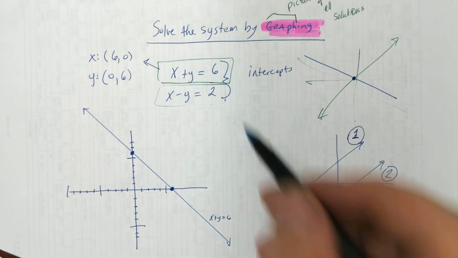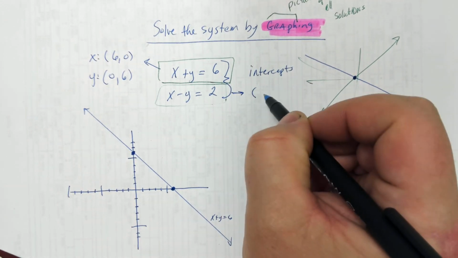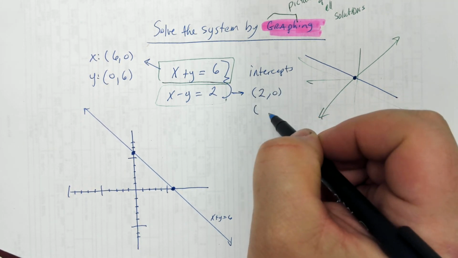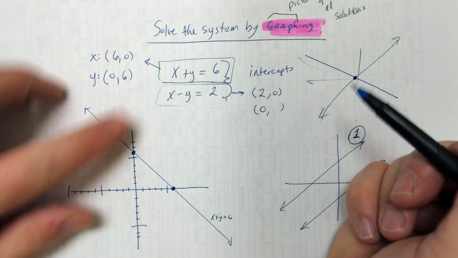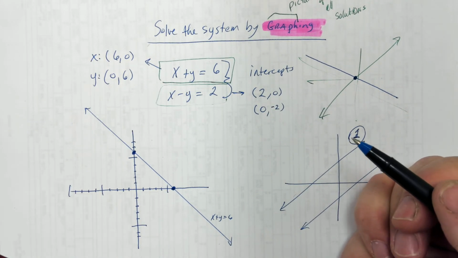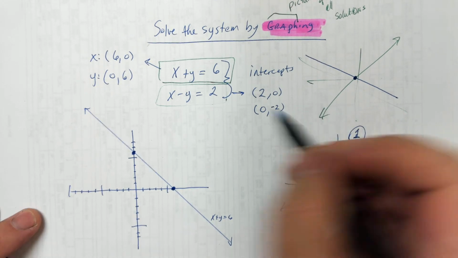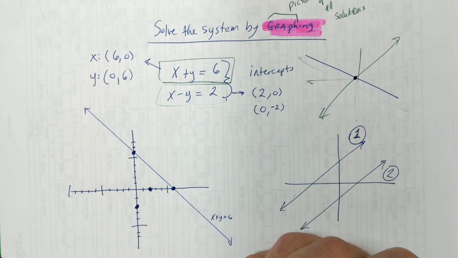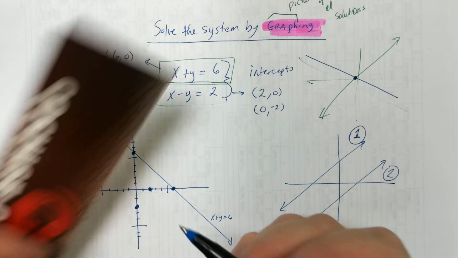I'm going to do this one the same way. The x-intercept is going to be 2. Now be careful for the y-intercept because you see it's a negative y. It would be negative 2. Those are the x and y intercepts. So 2 and negative 2. Connect the points.